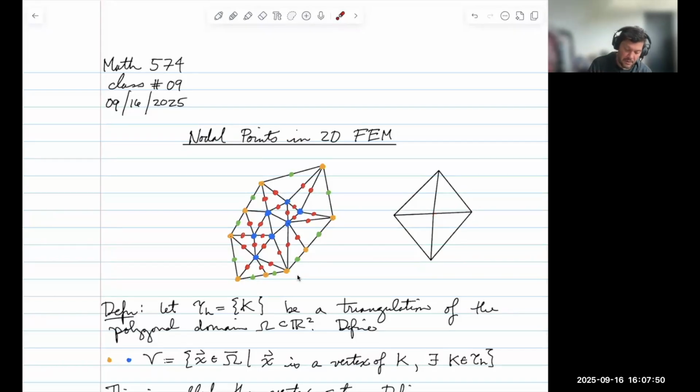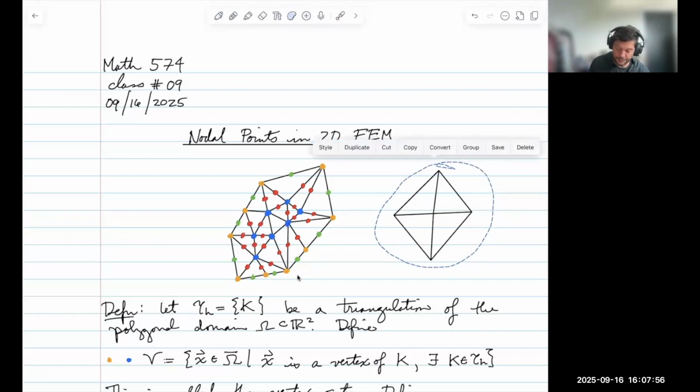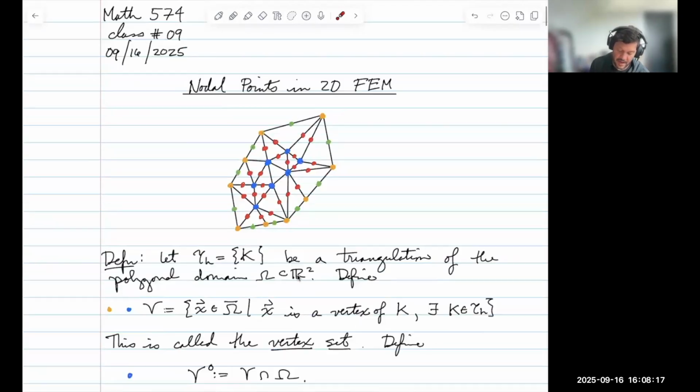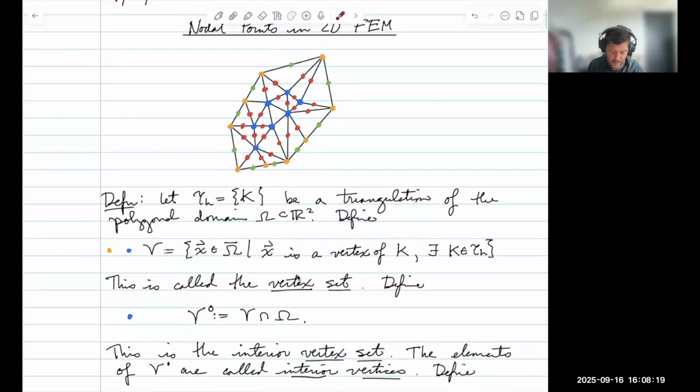So that was the basic idea about admissible triangulations or triangulations in 2D. They had to have certain properties. So have a look at this mesh here that I've drawn. This is a polygonal domain where we've got a bunch of triangles covering it. And we want to break the points of the triangulation into different categories and classes.